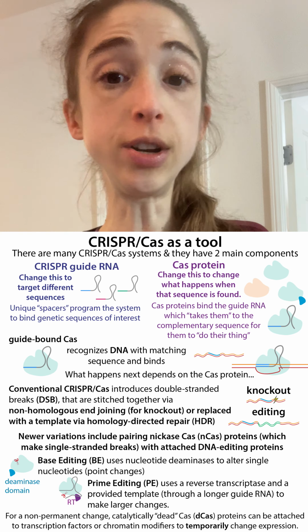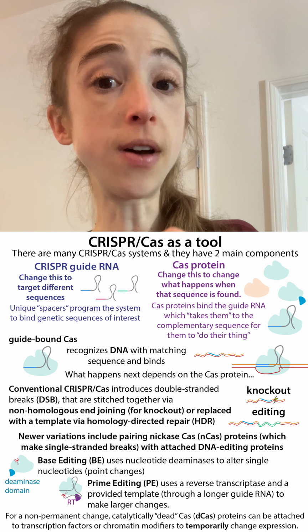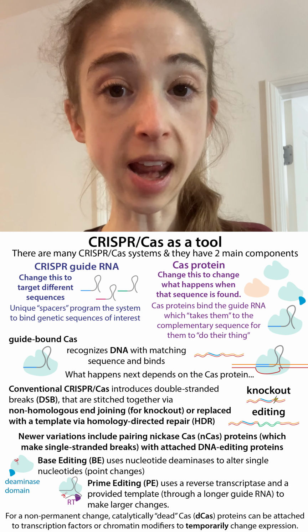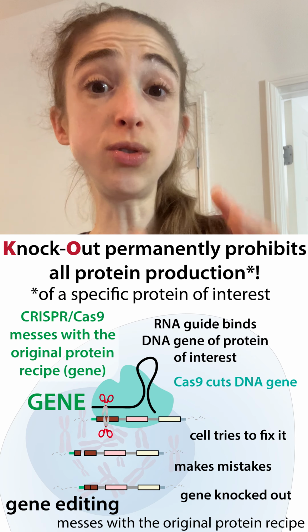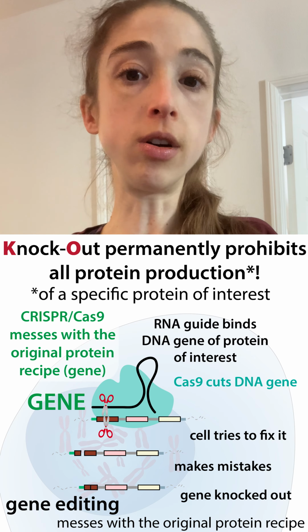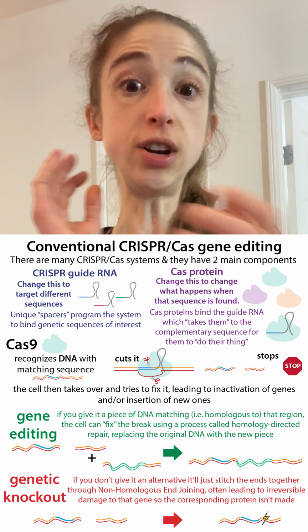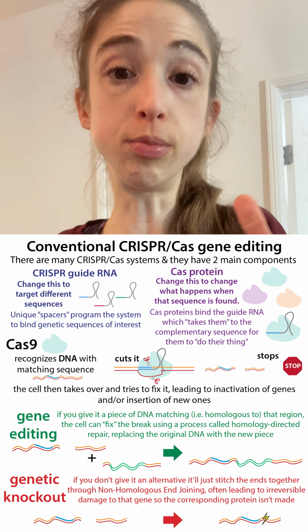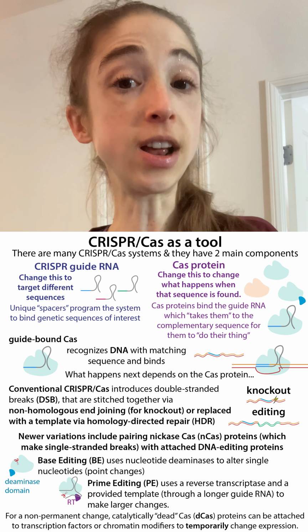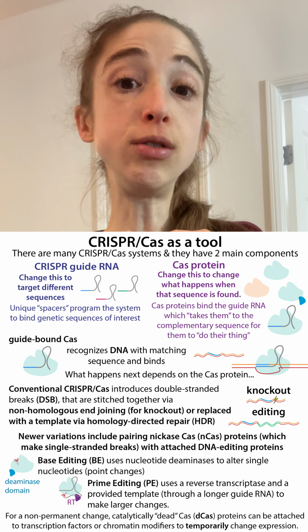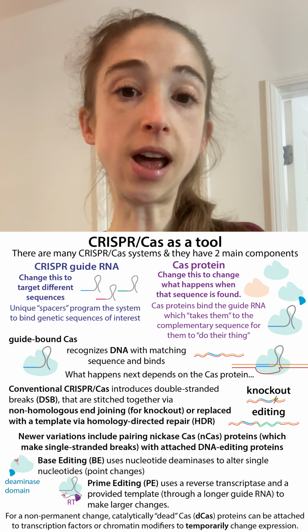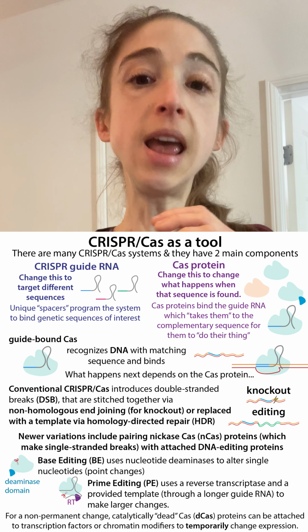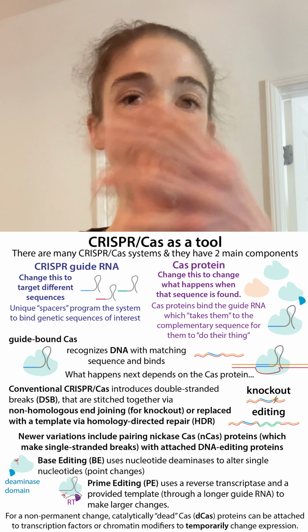CRISPR is a form of genome editing. You're actually modifying the actual genome, the DNA, and you're doing this in a permanent way. It used to be that you could just do a knockout, where you are removing the function of the gene altogether, so you're preventing any functional protein from being made. But now you can do things like base editing, which allows you to switch a single nucleotide letter, as well as prime editing, which allows you to insert things and do other fancy things.